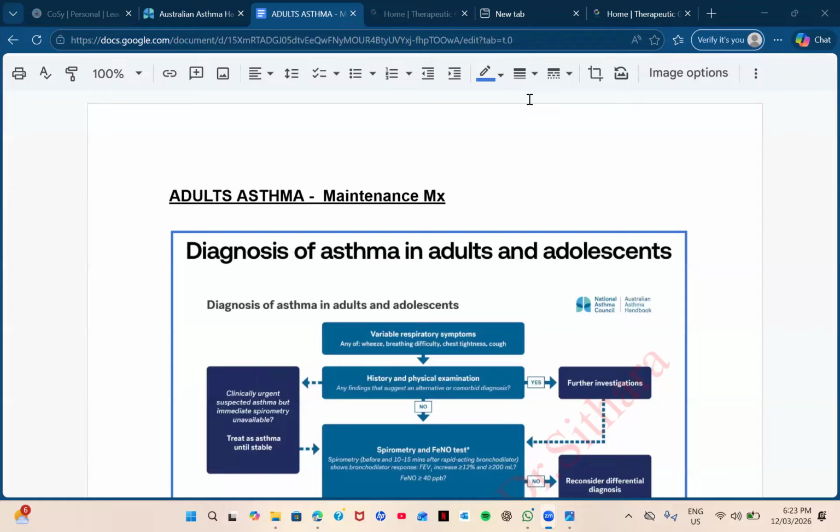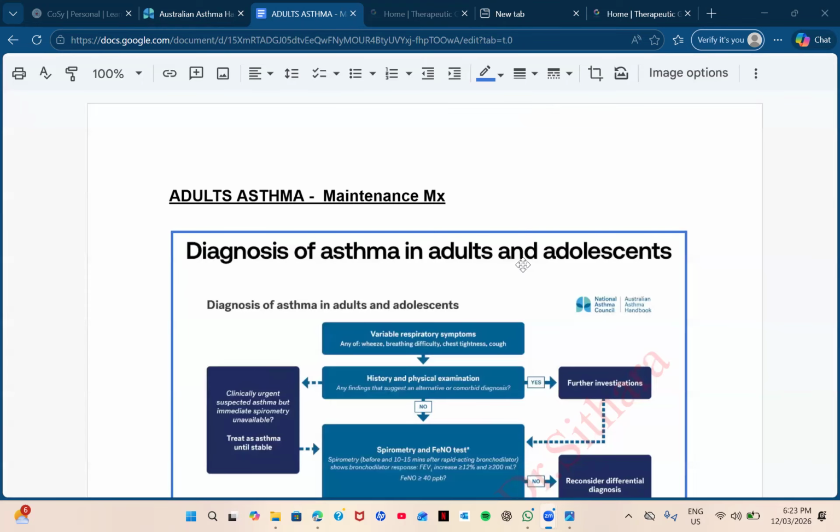Now tell me, what are the preventers? What is the function of preventers? We are using preventers to control the disease and reduce future symptoms or attacks. It reduces the symptoms and the frequency of attacks, right? So what is the main preventer that we are using? Inhaled corticosteroid, right? Inhaled corticosteroid, right, doctors?